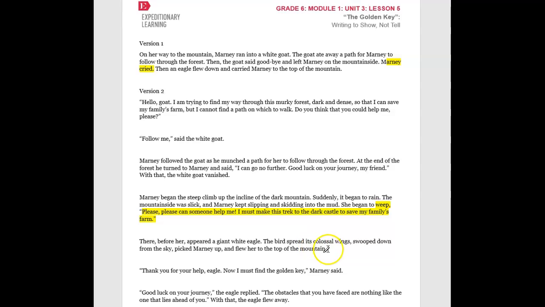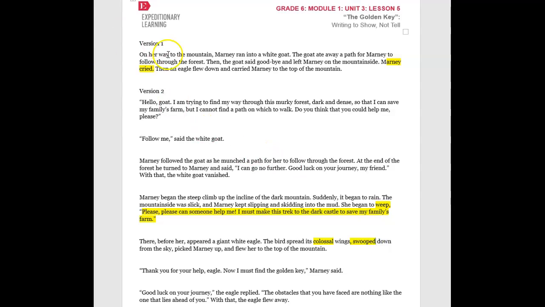Oh my word, that is much more vivid and colorful than just saying the eagle flew down and carried Marnie to the top of the mountain. Here, the eagle has colossal wings, which is awesome, right? Colossal is a much more vivid word choice. We just want to highlight colossal, meaning big. And then instead of saying that the eagle flew down, like it does up here, we see the eagle swooped down.